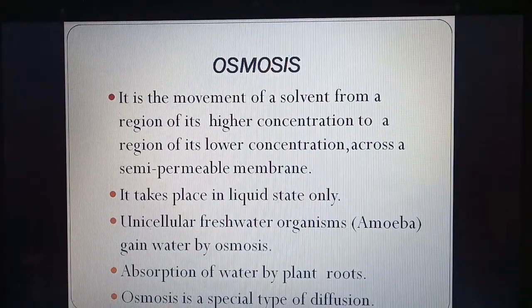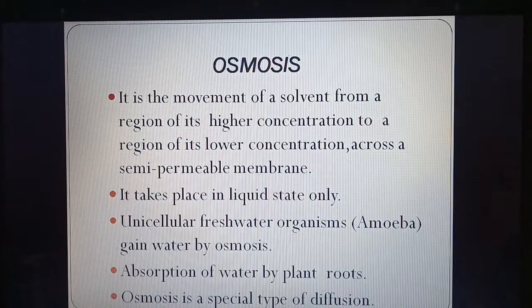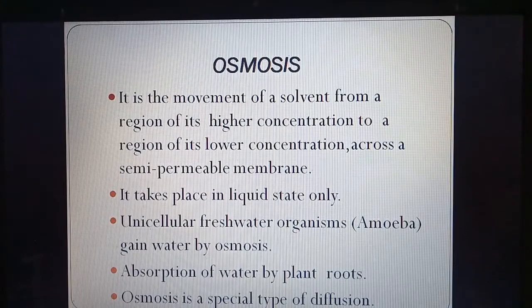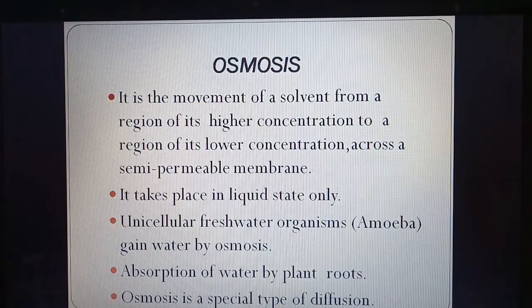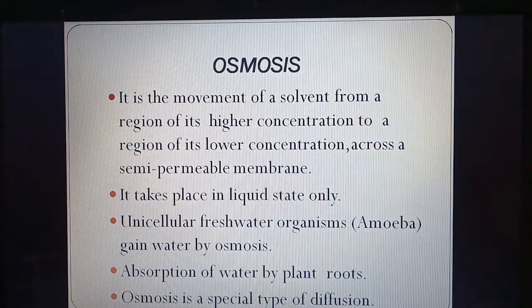The next process is osmosis. It is the movement of a solvent. So what is a solvent? We know that in a solution there are two parts, solvent and solute. Solute is the solid part and solvent is the liquid part. So it is the movement of a solvent or liquid from a region of its higher concentration to a region of its lower concentration across a semi-permeable membrane.